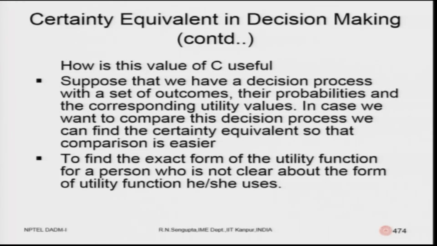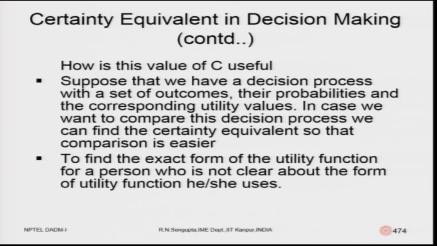Suppose that we have a decision process with a set of outcomes, and their probabilities and the corresponding utility values are known to me. In case you want to compare this decision process, we can find the certainty equivalent, so that the comparison is easy for us to make and understand. It is also a much easier way to make a person who is not clear about the form of the utility function understand it.